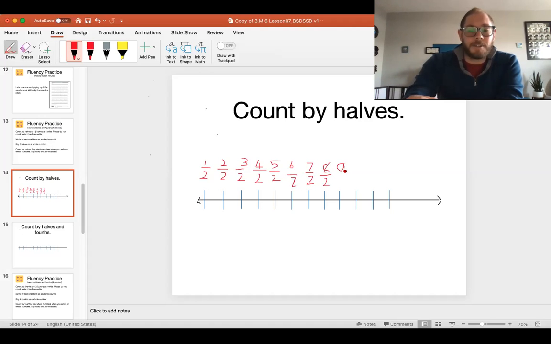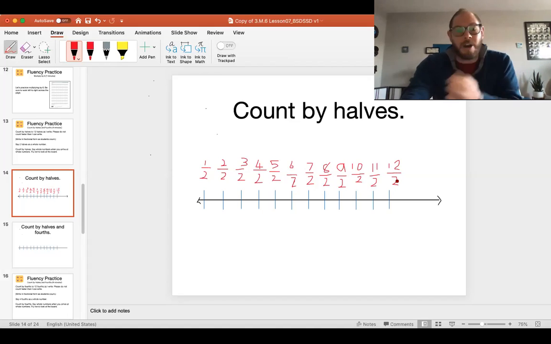9 halves. 10 halves. 11 halves. And 12 halves. All right. Good work, everybody. We've gone through and we've found all our halves.